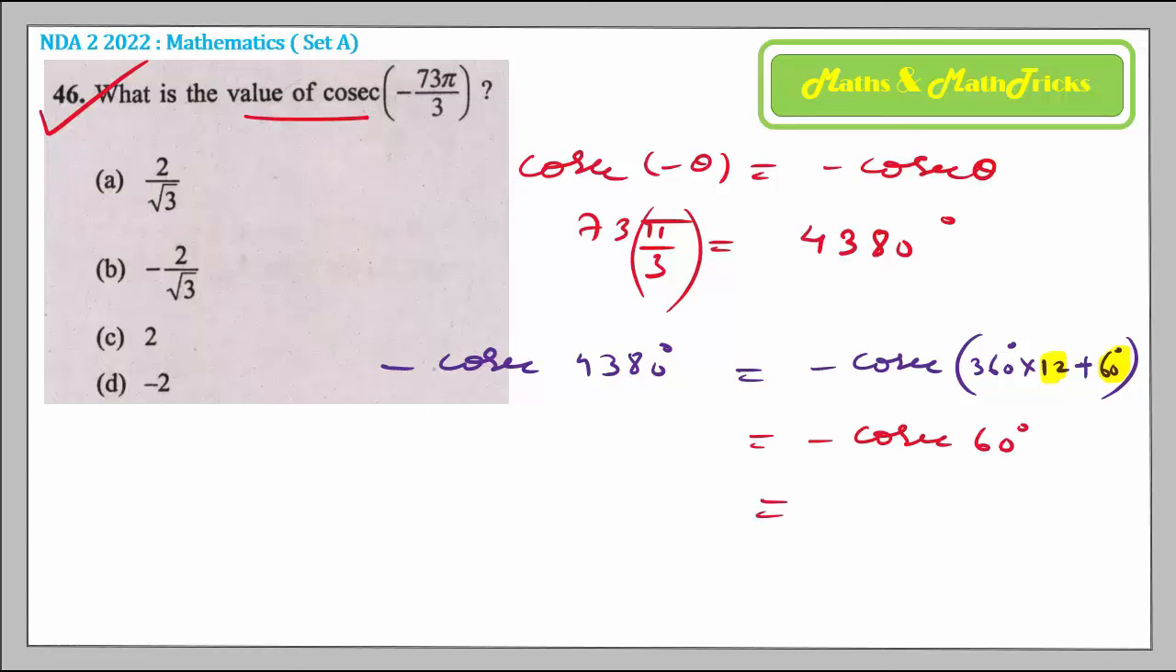So what is cosec 60? But minus is applied because of the negative angle that was there initially. Cosec 60 is the reciprocal of sin 60. So hence the overall answer is minus 2 by root 3. That's option B. Coming on to the next question now.